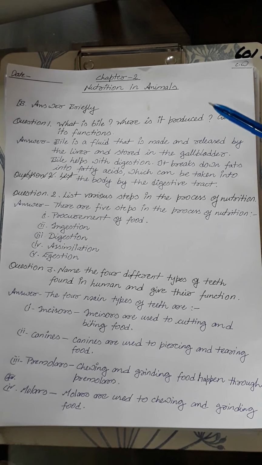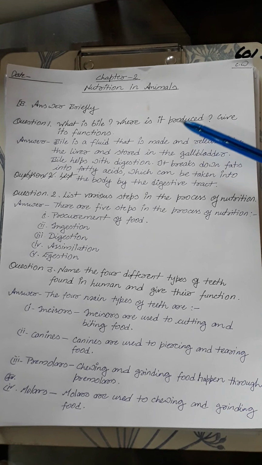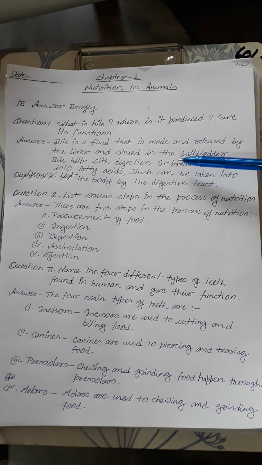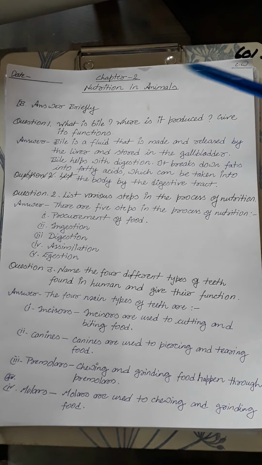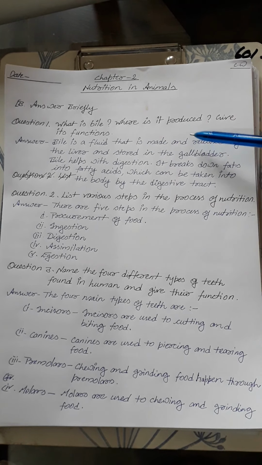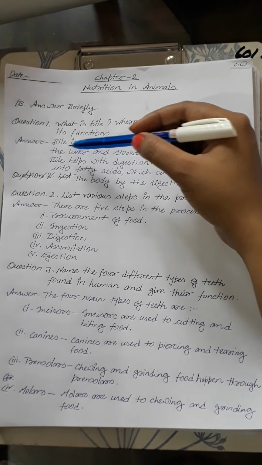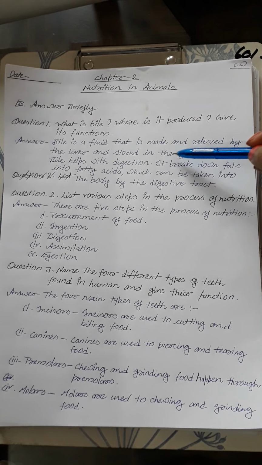Now answer briefly. Question 1. What is bile? Where is it produced? Give its functions. So its answer: bile is a fluid that is made and released by the liver and stored in the gallbladder.